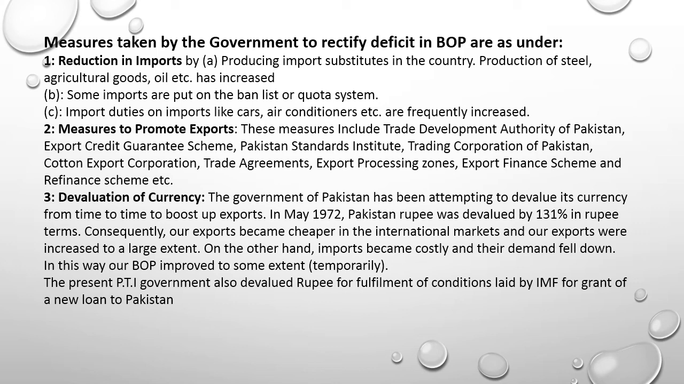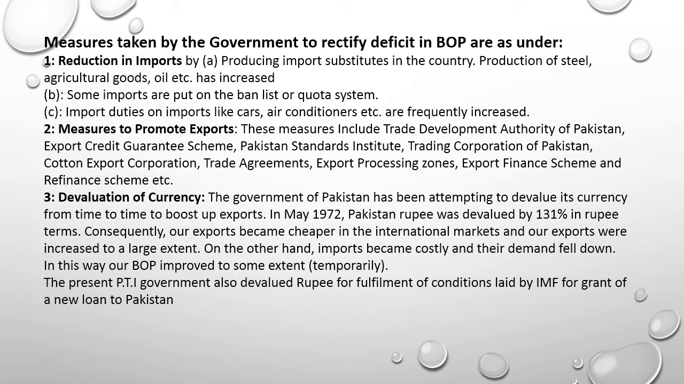Number two is measures to promote exports. These measures include Trade Development Authority of Pakistan, Export Credit Guarantee Scheme, Pakistan Standards Institute, Trading Corporation of Pakistan, Cotton Export Corporation, trade agreements with other countries, export processing zones, that is the areas where we process our exportable goods, export finance scheme and refinance scheme, etc.